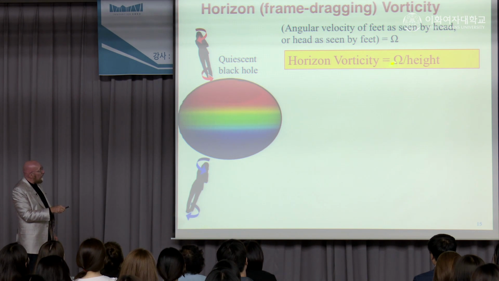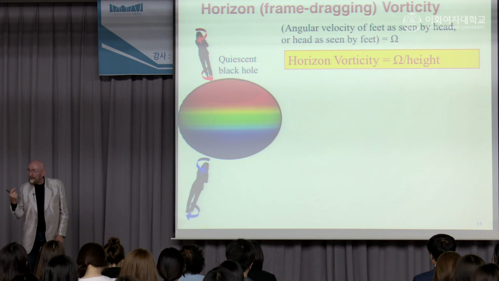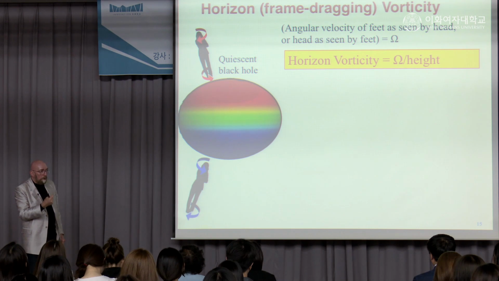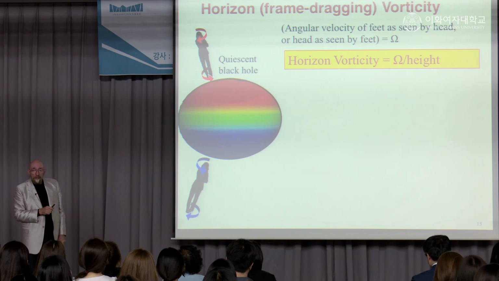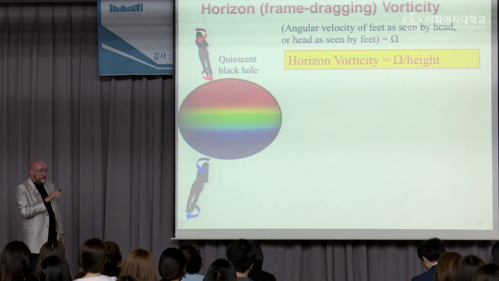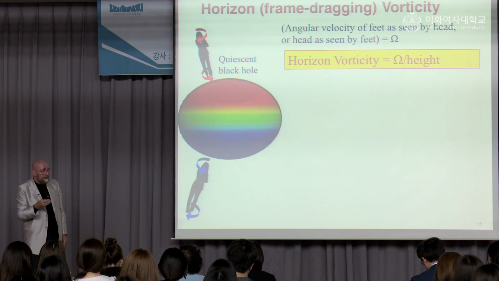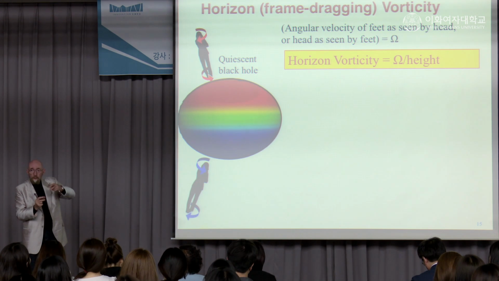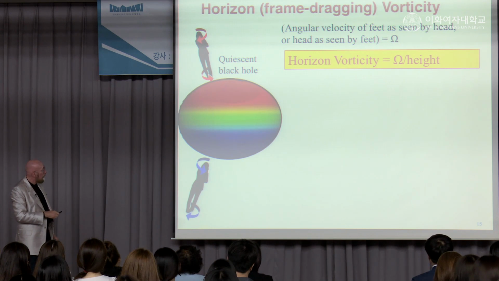And so if I take that angular velocity and divide it by her height, I get a number that is independent of how tall she is. This truly characterizes the twisting of space at the north pole of the black hole. And this is what we call the horizon vorticity. The horizon is the name of the surface of the black hole. It's an analog of the vorticity of a fluid in fluid mechanics. But in this case, it's a vorticity, a twisting of space or of inertial frames.